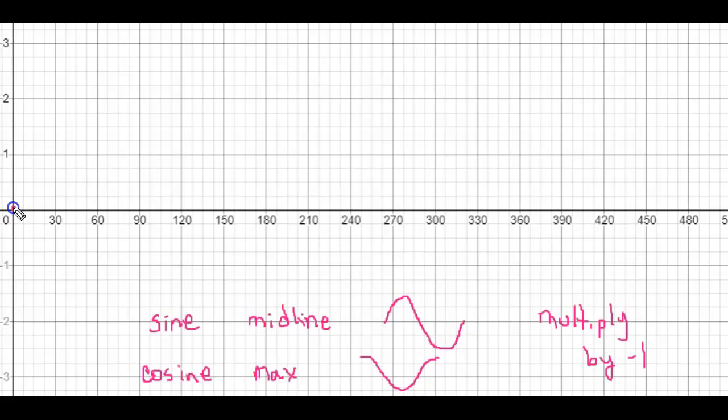So my sine wave, instead of going up first, if it's negative sine would go down, then back to the middle, and up, and back to the middle. That would be negative sine x.